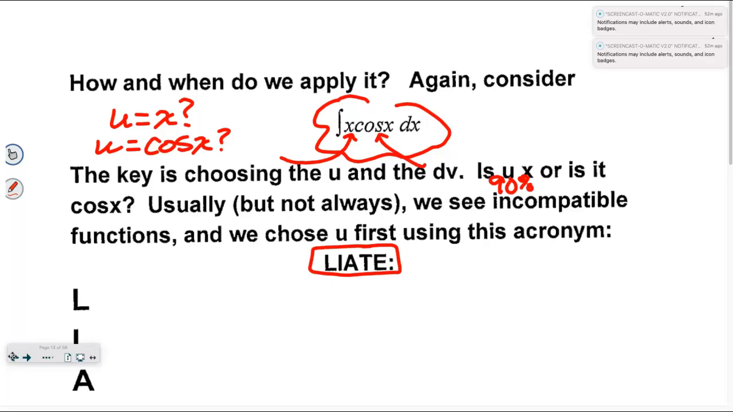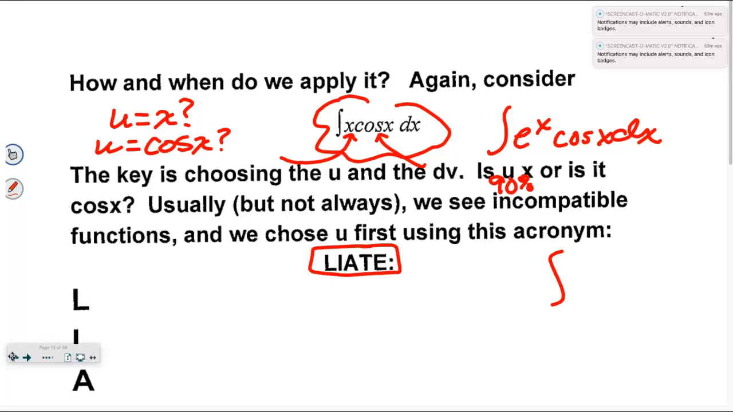I've got a polynomial paired up with a trig function. They don't go together. Neither do their derivatives or their integrals. If I see e to the x paired with cosine x, I'm like, those are two entirely different function families. An exponential function and a trig function. That triggers by parts.